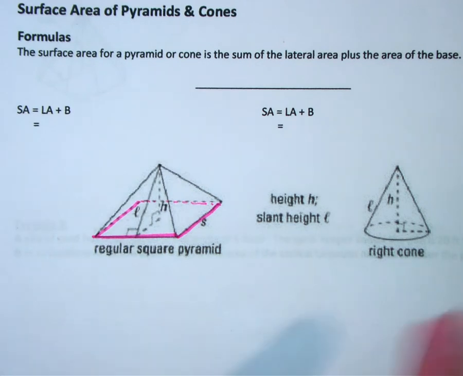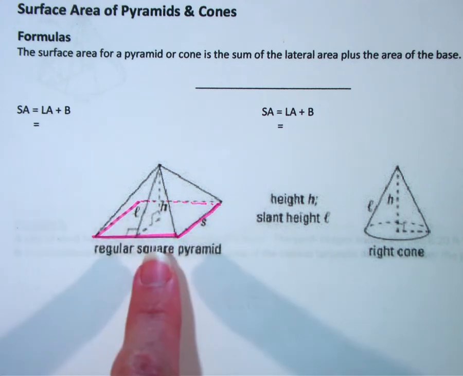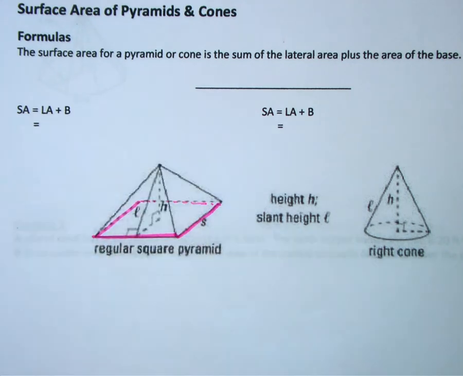Okay, so if it's a circle on the bottom and they all come up to a point, that's a cone. If it's a hexagon on the bottom, it's a hexagonal pyramid. So we're going to do surface area of pyramids and cones. The formula is, this time, again, lateral area plus base.